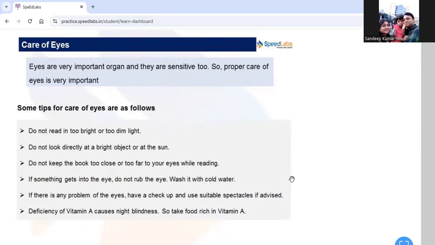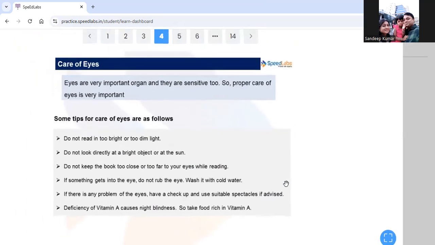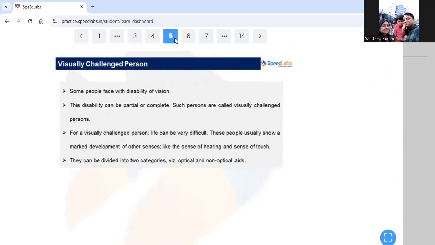while reading. Next, if something gets into the eye, do not rub the eye. Wash it with cold water. Next, if there is any problem with the eye, have a checkup and use suitable spectacles if advised. Last, deficiency of vitamin A causes night blindness, so take food rich in vitamin A. So these are the ways you can take care of your eyes.